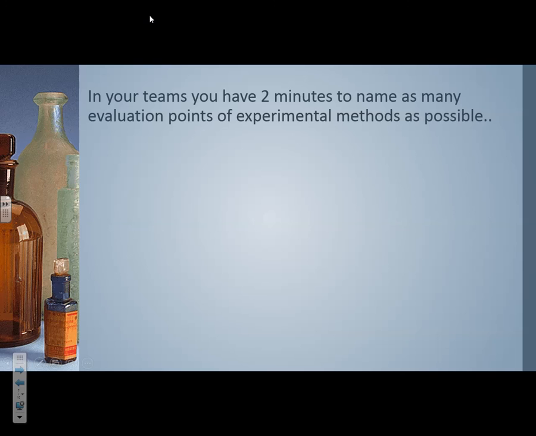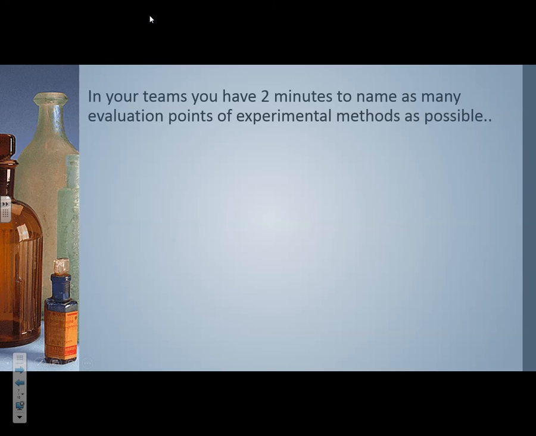I have 15, and I suppose you could have longer than 2 minutes. What you can't do is check your notes. I have 15 evaluation points across all 4. Some of them are similar, so you can duplicate them. If you want to say a strength of a lab is that it's highly controlled, and a strength of a quasi is highly controlled, that's absolutely fine. You can have 2 of those.